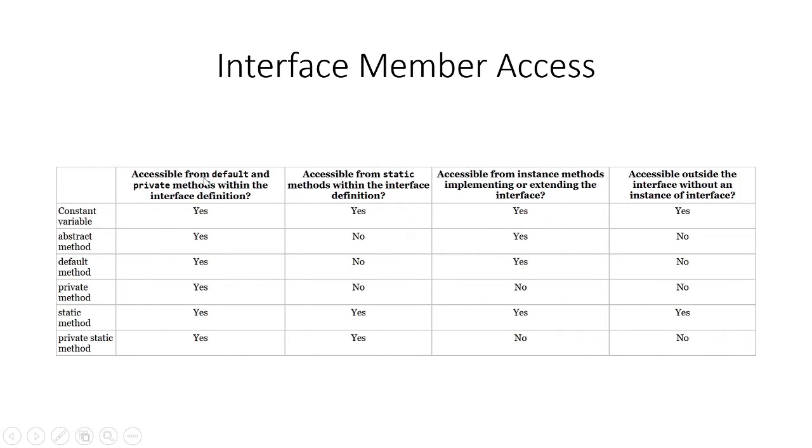In default and private methods, you have seen that you can access everything. However, from a static method, you can only access the static members, which are a constant, a static method, and a private static method. These are accessible from an instance method implementing or extending the interface. So what we do now, we will create a class which will implement our interface and see what we can access.